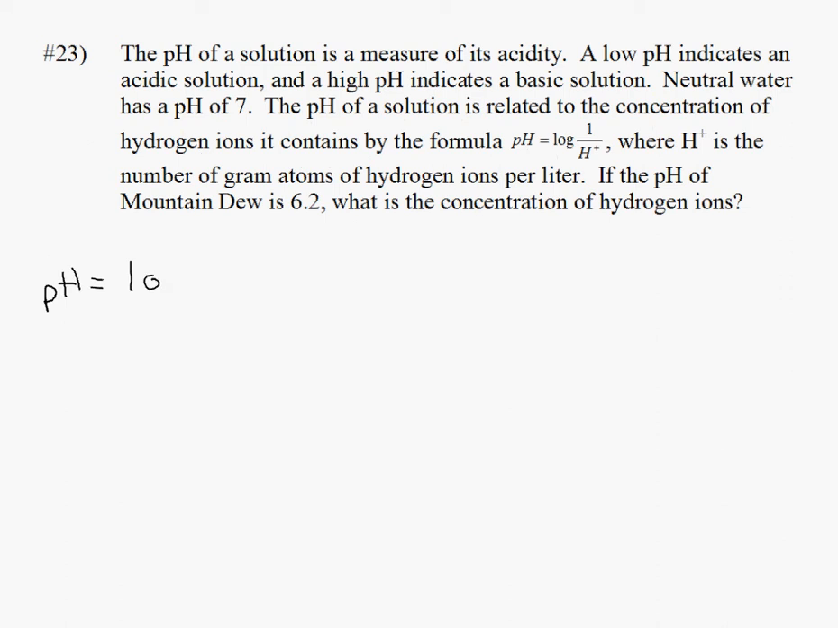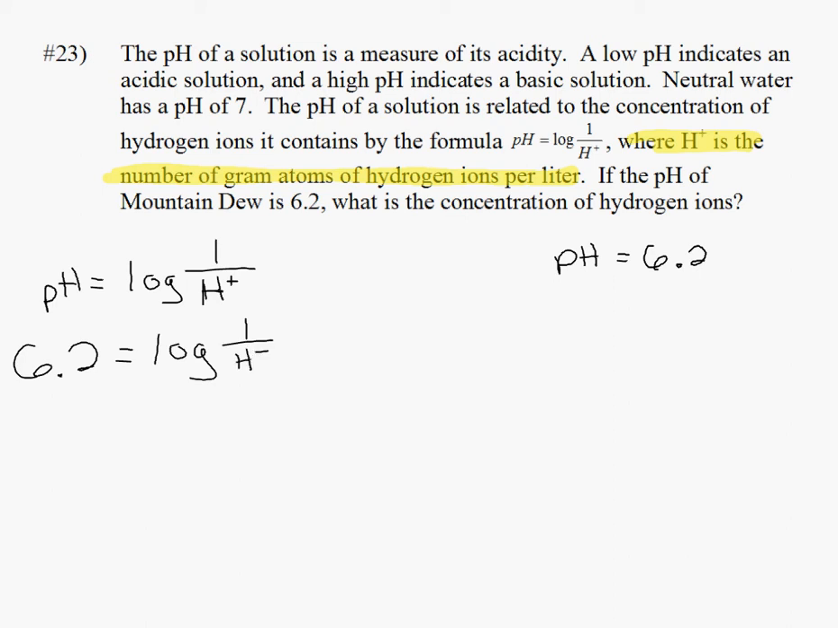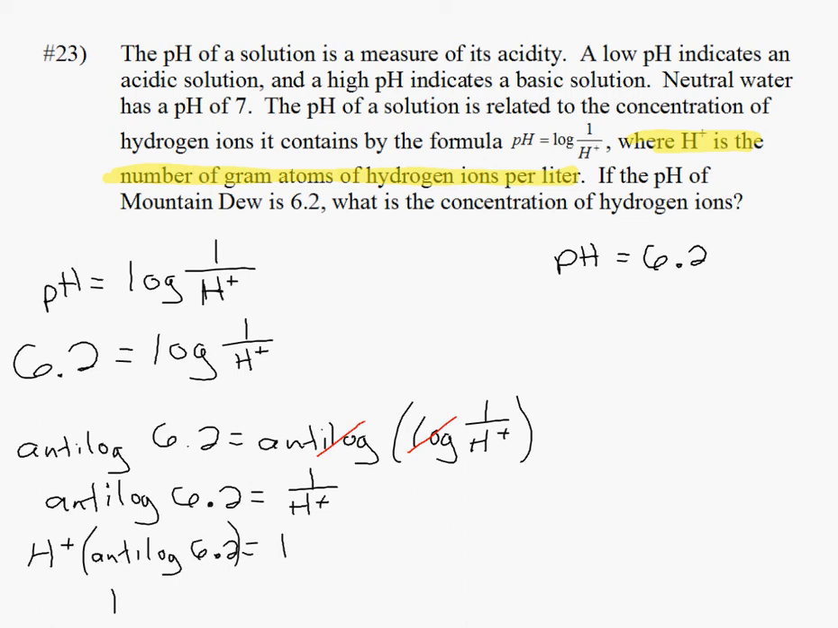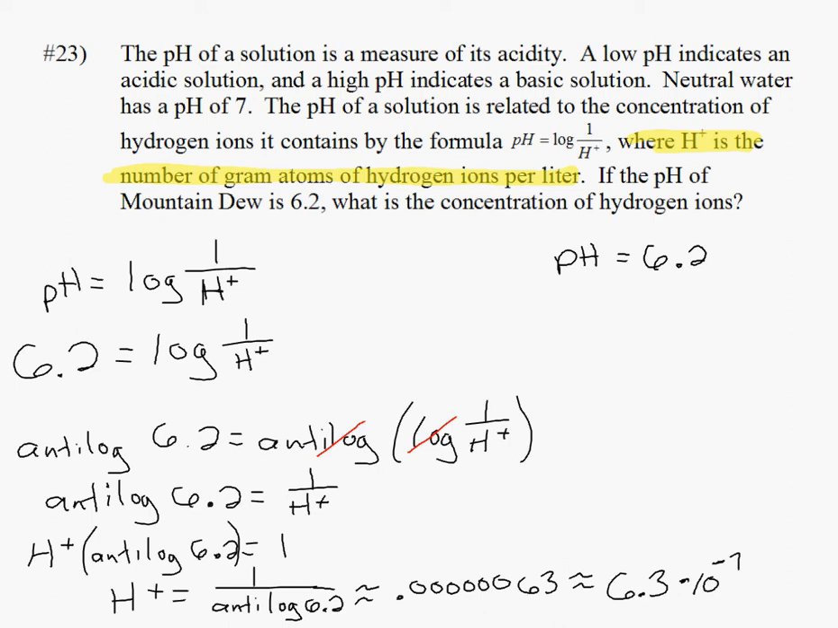Number 23, we got this wonderful formula that tells us the pH of Mountain Dew is 6.2. So you plug that in, trying to get h by itself, anti-log both sides, which gets rid of the logarithm on the right. Anti-log and log are inverses. Then if you multiply both sides by h plus, it gets rid of your fraction. And to further get h by itself, divide both sides by anti-log of 6.2. Remember, anti-log of 6.2 means 10 to the 6.2. Put that in your calculator. Gives you that answer, which in scientific notation is 6.3 times 10 to the negative 7th.